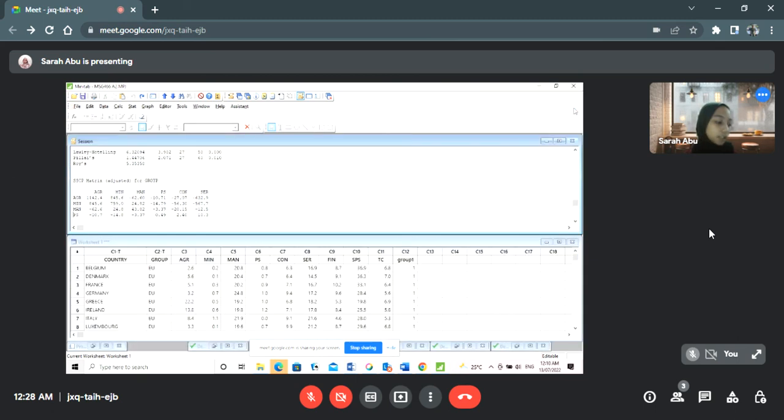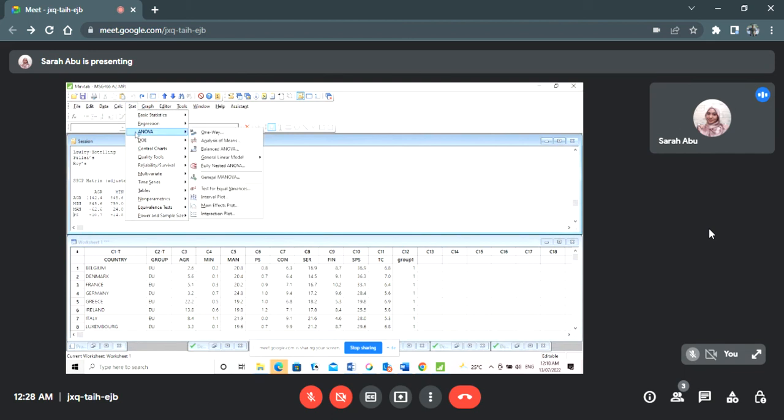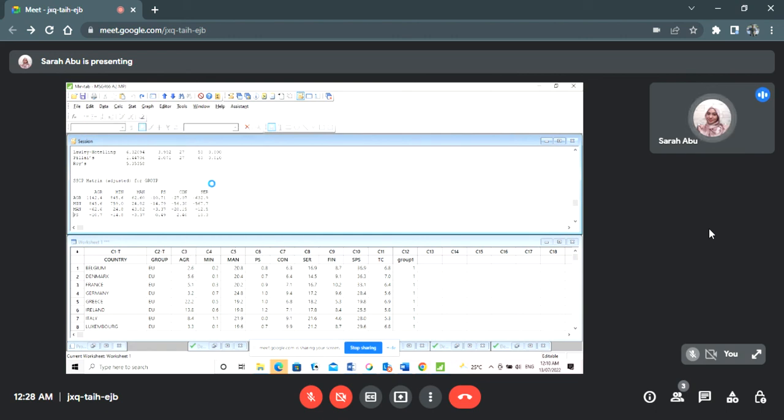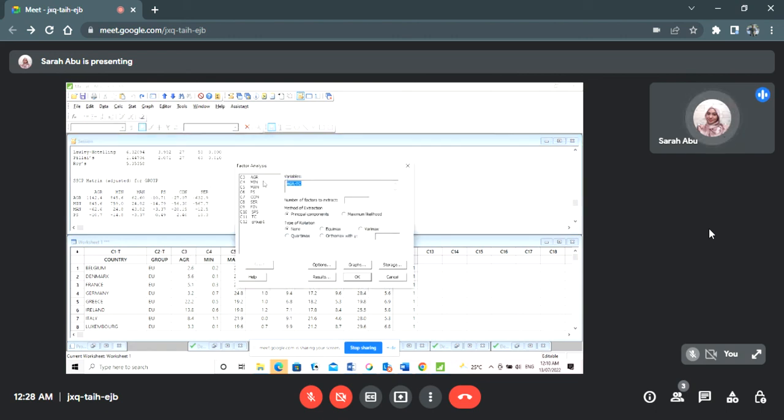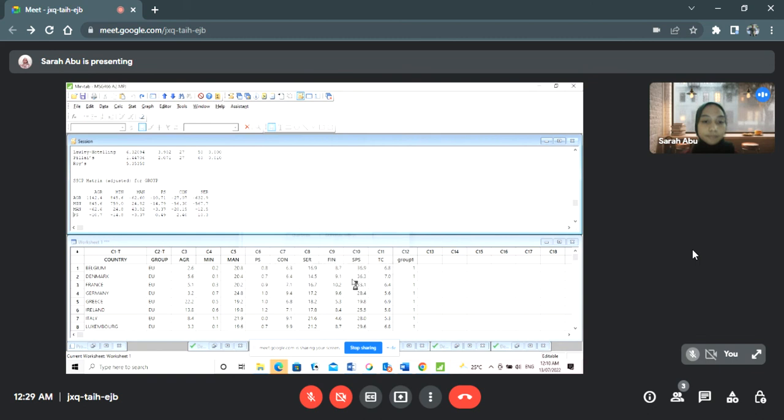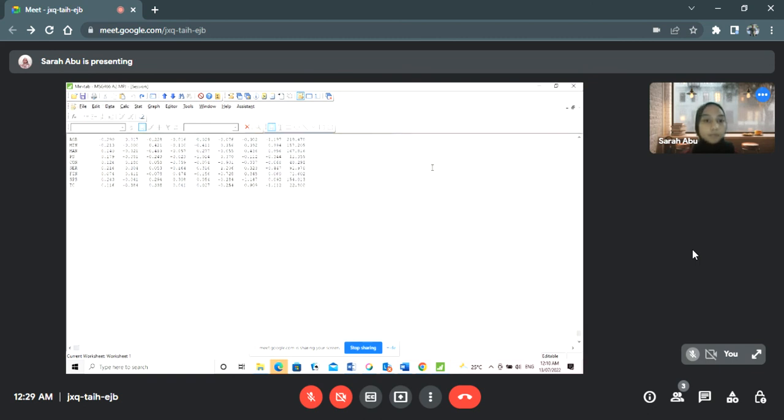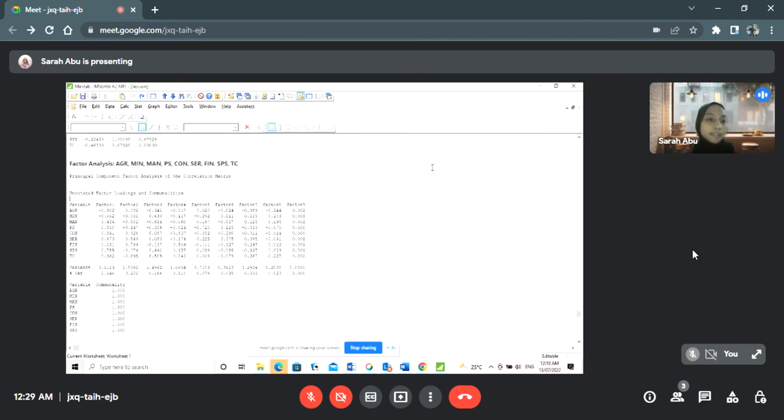Then to answer question D, we perform factor analysis. We go to Multivariate, Factor Analysis. For the variables, we took all the 9 variables, and then the method of extraction is principal components, and the type of rotation is none. Then we click OK. Then we will get the factor analysis for the 9 variables.